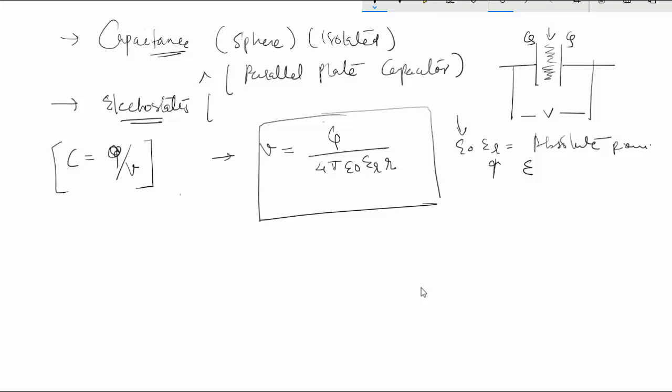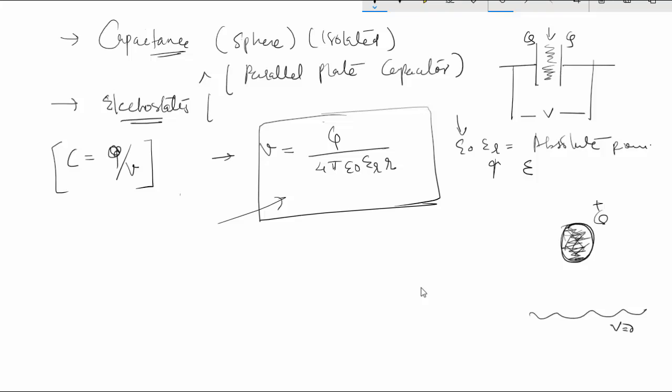suppose the case we are considering is a sphere which is isolated and has a charge Q on it, and there is the capacitance between the sphere and the earth or the ground. The ground is at a potential of 0. So the capacitance between the sphere having a charge Q and the earth, let's find that.